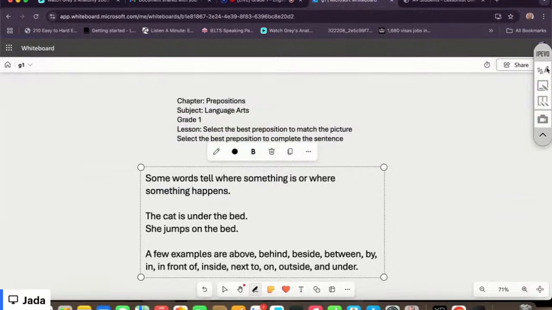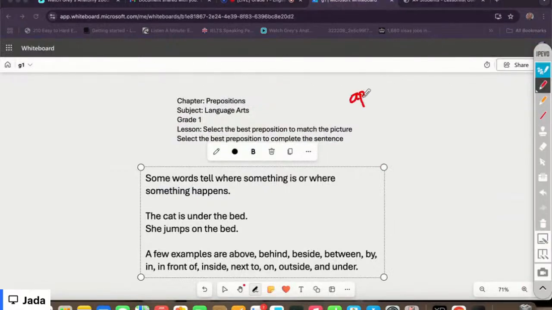So first you have to log in using aplusstudent.com. Then next you click on your names, go on to language art, and then grade 1, and you scroll down to the chapter prepositions. And we have two lessons from prepositions. We have select the best preposition to match the picture and select the best preposition to complete the sentence.